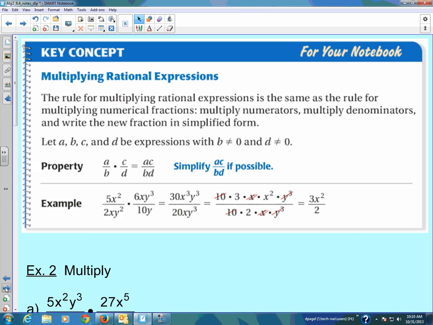The rule for multiplying rational expressions is the same as the rule for multiplying numerical fractions. You multiply the numerators, you multiply the denominators, and you write the new fraction in simplified form. Here they give some examples here.